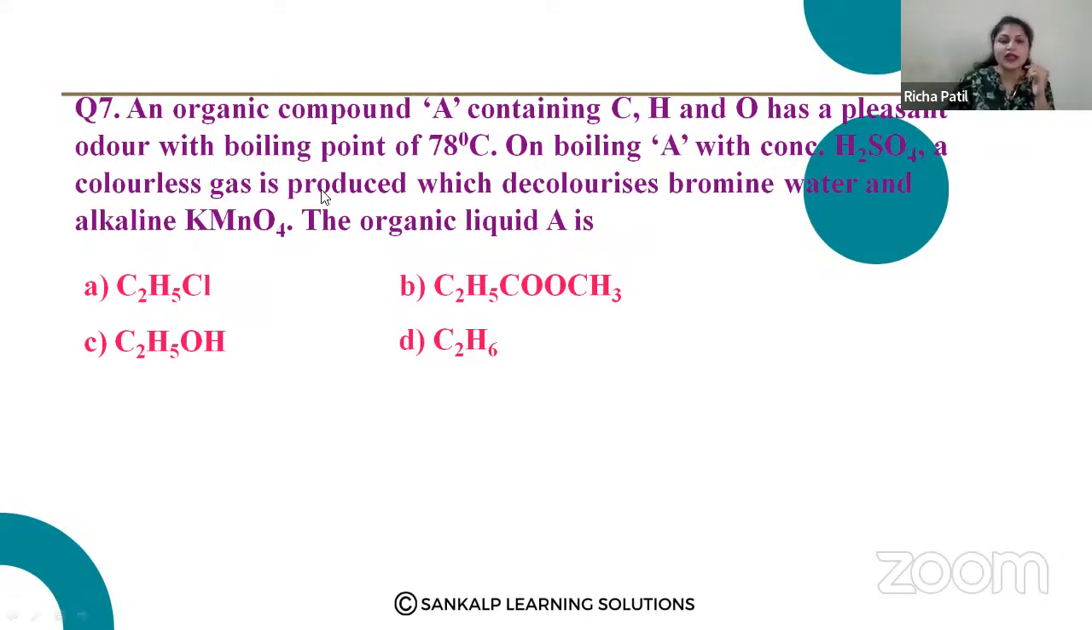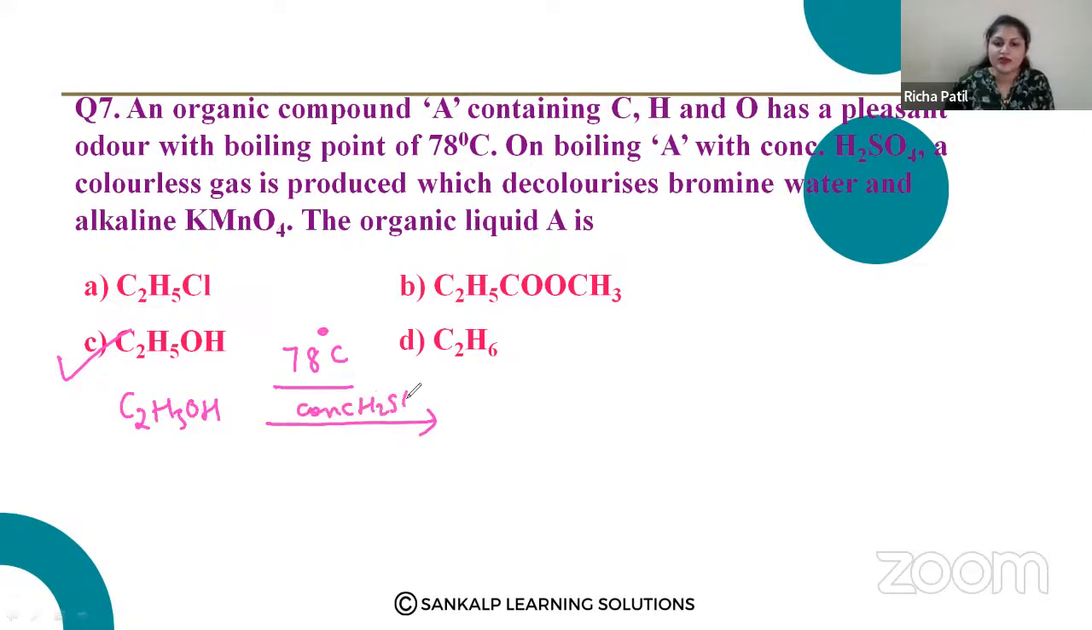Okay. So the organic liquid A is ethanol. Ethanol has a boiling point of 78 degrees Celsius. So I'll write the reactions. First, ethyl alcohol is treated with concentrated H2SO4 and heated. So what will you yield? You will yield ethene.